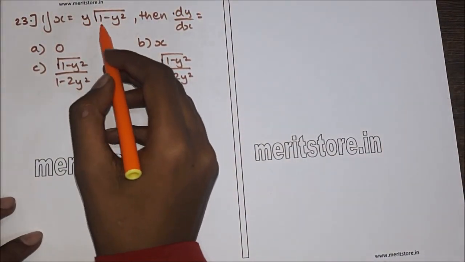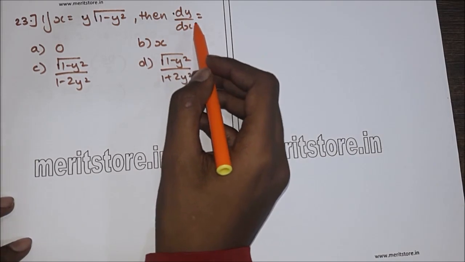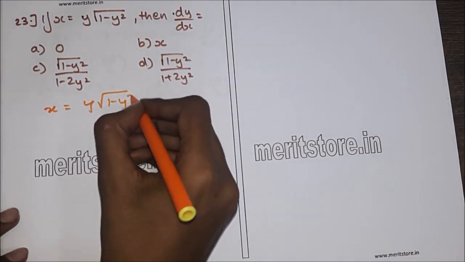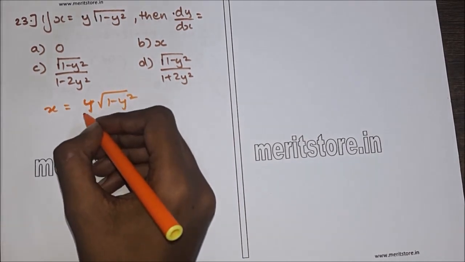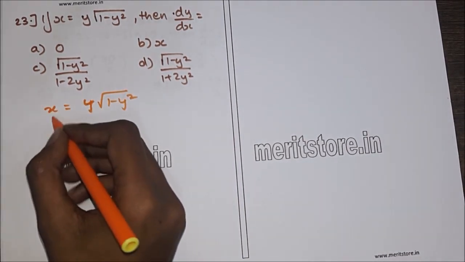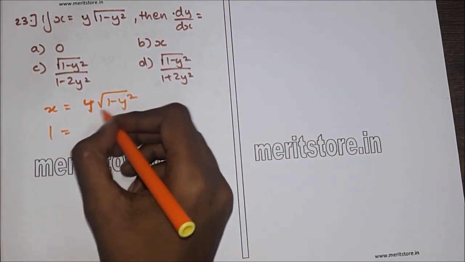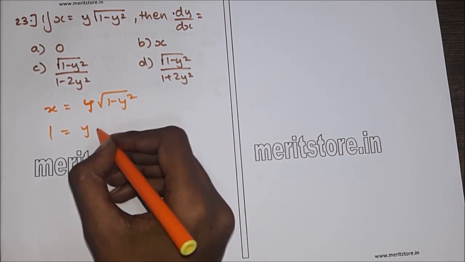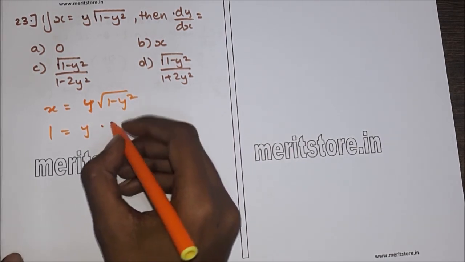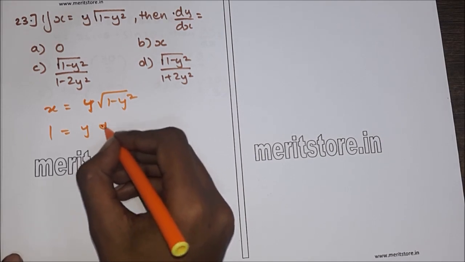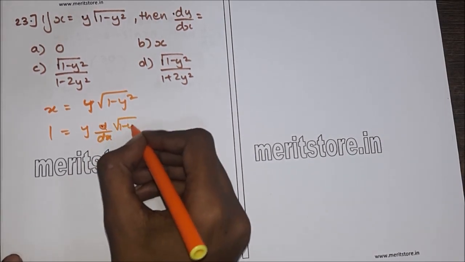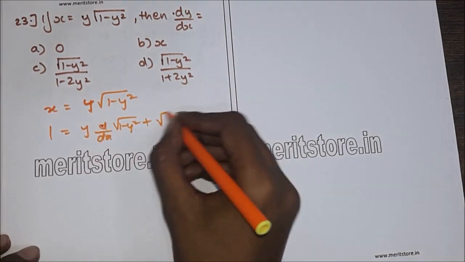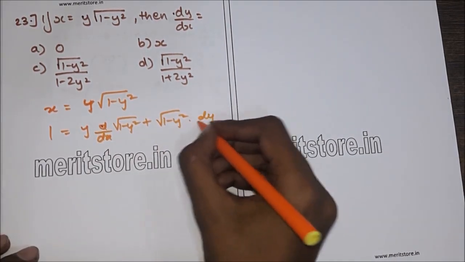If x is y root of 1 minus y square, then dy by dx is, these are the options. So x is y root of 1 minus y square. So we differentiate throughout with respect to x. So differentiation of x with respect to x is 1. This is in the form of u into v. So this is y into derivative of root of 1 minus y square, that is d by dx of 1 minus y square, plus u into derivative of v plus v into derivative of u, that is root of 1 minus y square into dy by dx.